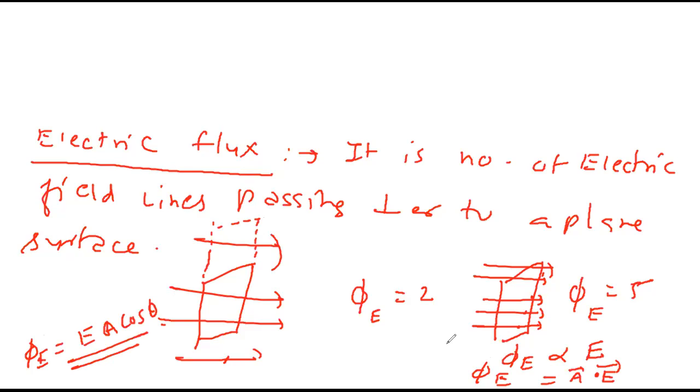Write this definition and copy the diagram. So electric flux is E A cos theta.